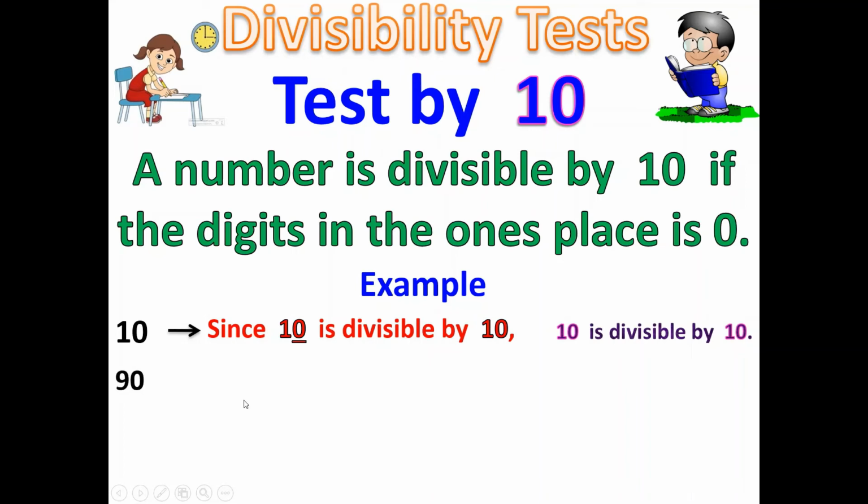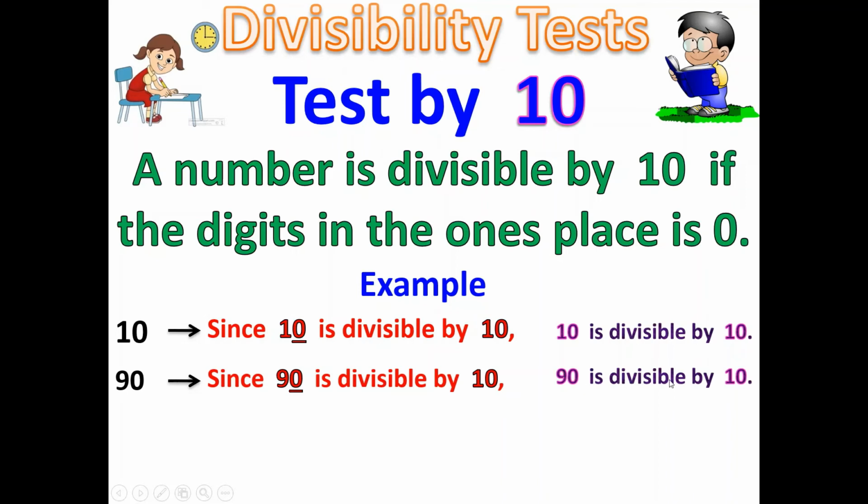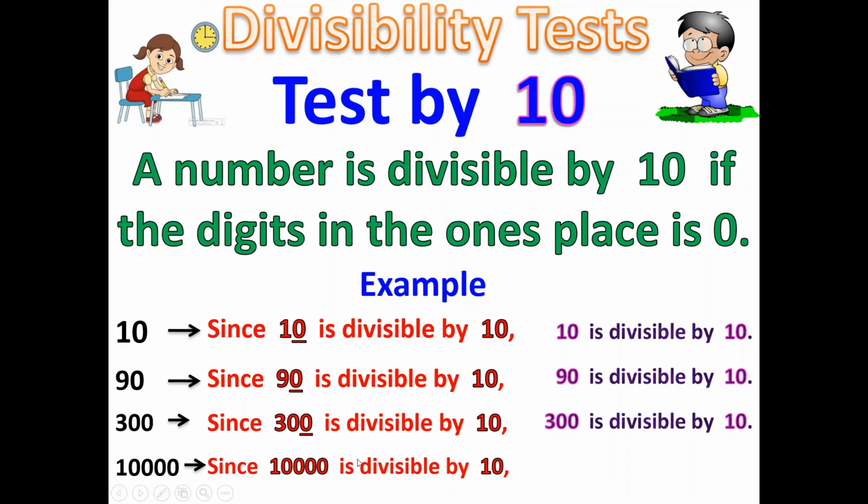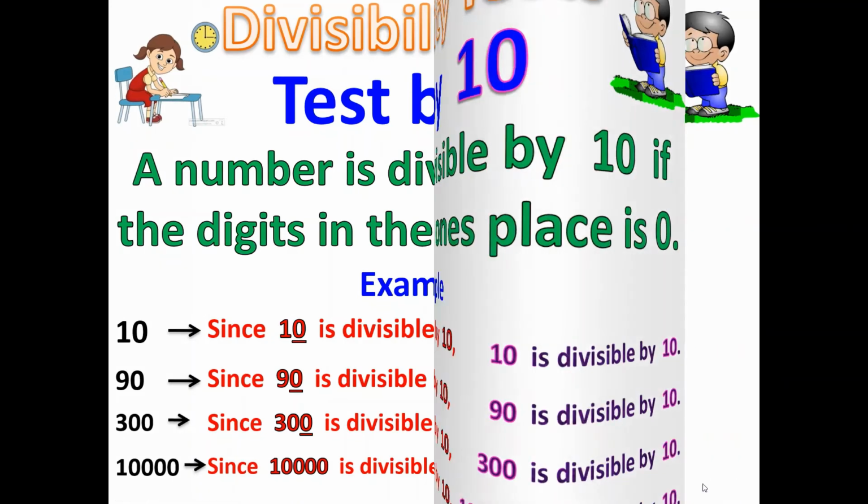Now 90. Since 90 has 0 in the ones place, 90 is divisible by 10. Now 300. Since 300 has 0 in the ones place, 300 is divisible by 10. And 10,000, since 10,000 has 0 in the ones place, 10,000 is divisible by 10.